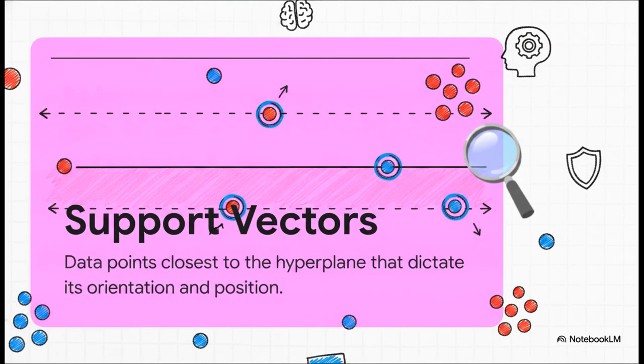And sitting right there on the absolute edge of that margin, those are your support vectors. They are the highly specific, critical data points anchoring that boundary. Honestly, they're so important, they literally give the algorithm its name. The coolest part is you could delete almost every other data point in your entire data set. And as long as you keep those specific support vectors, your model's boundary wouldn't move an inch. They completely dictate the hyperplane's position.